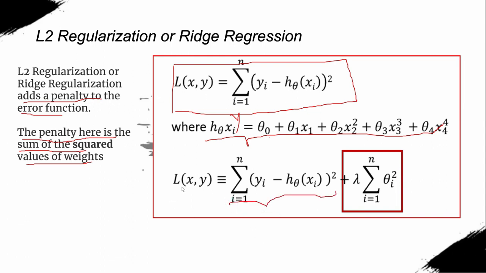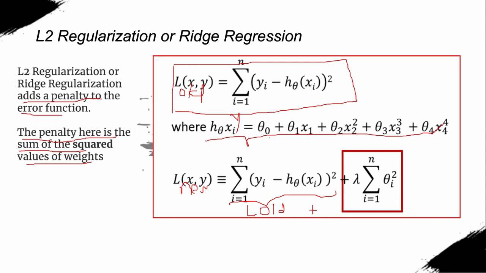The new loss function, let's name the old one as old. The new loss function would be the old loss function plus this term. Now this term is the regularization term, and it is some lambda times the sum of the squares of the values of the weights.